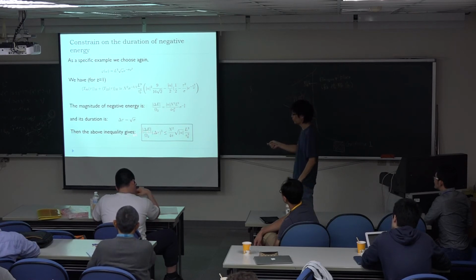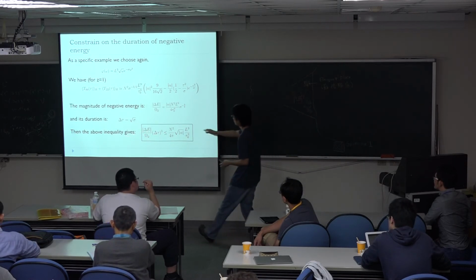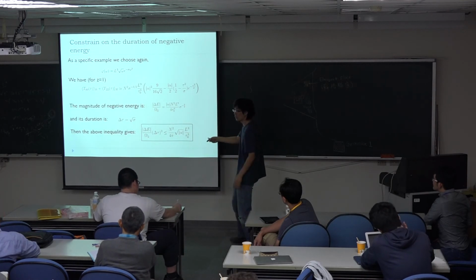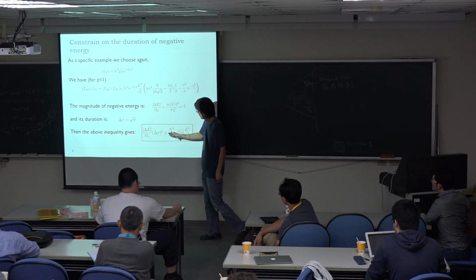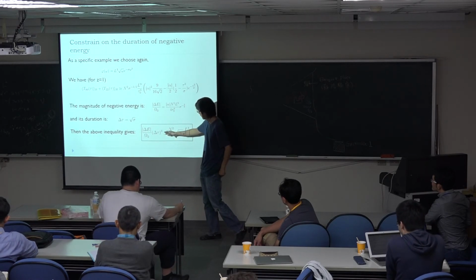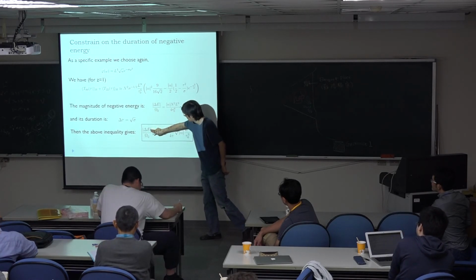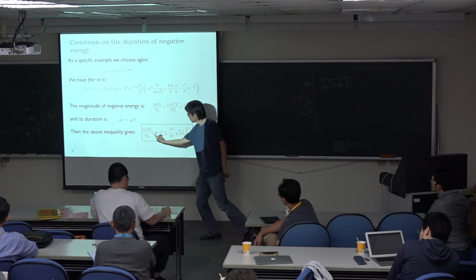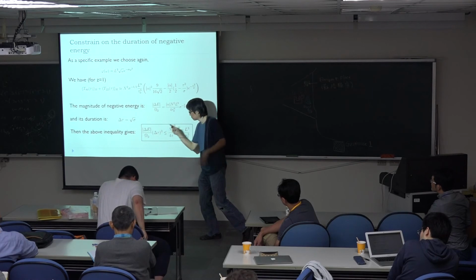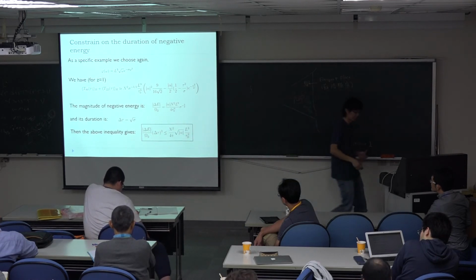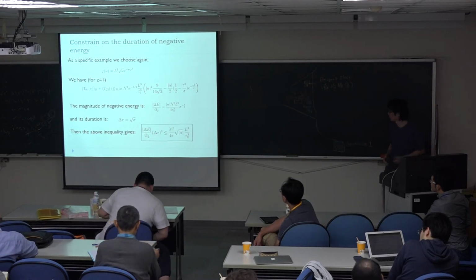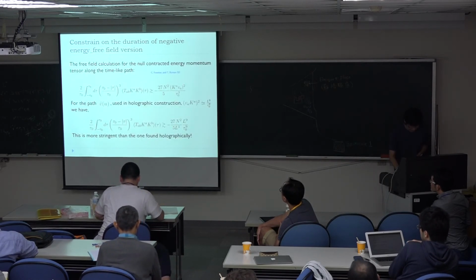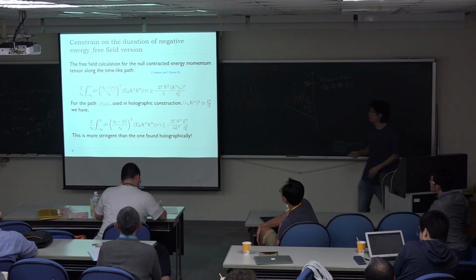It just tells you that in some specific region with area omega 2, the amount of negative energy would be constrained by this equation. I mean, if your negative energy is too large, then the duration for that energy needs to be very short. So this is the constraint coming from the holographic setup. And I think it will be interesting to compare with the free field result.